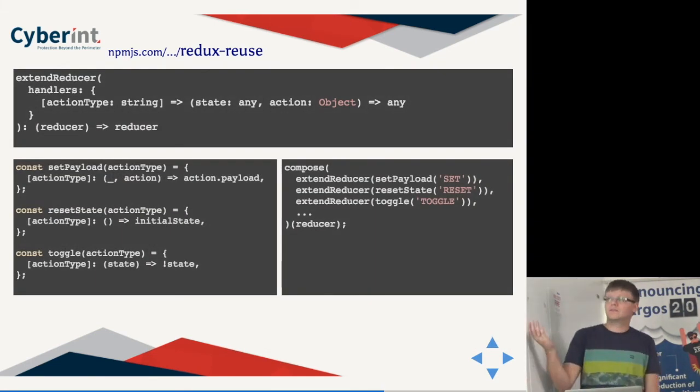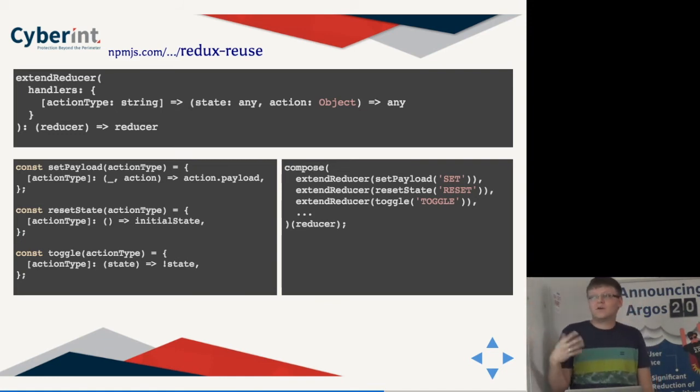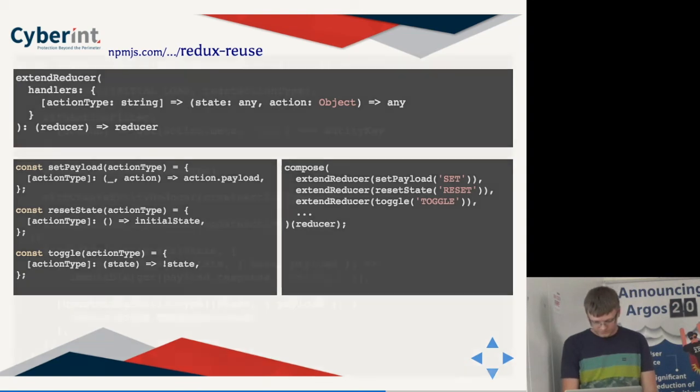And also, there is a curried version of the extend reducer helper available. It first gets the handlers and then gets the reducer. So if you have already prepared maps of reducers, you can just reuse them in the composition without any creation of new reducers, I don't know, in new files.